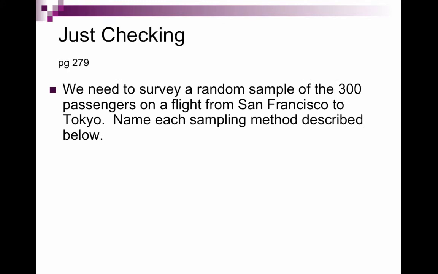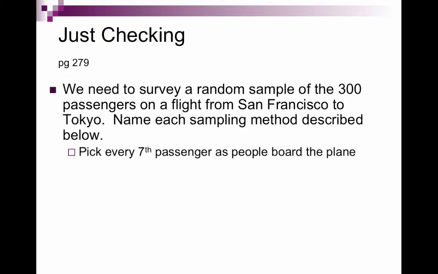So looking at an example. We need to survey a random sample of 300 passengers on a flight from San Francisco to Tokyo. We want to name the different sampling methods that are described below. You guys should try and figure these out on your own, but of course I'm going to tell you. You pick every 7th passenger as people board the plane. That's a systematic sample because there's a system to it. You're picking every 7th passenger.